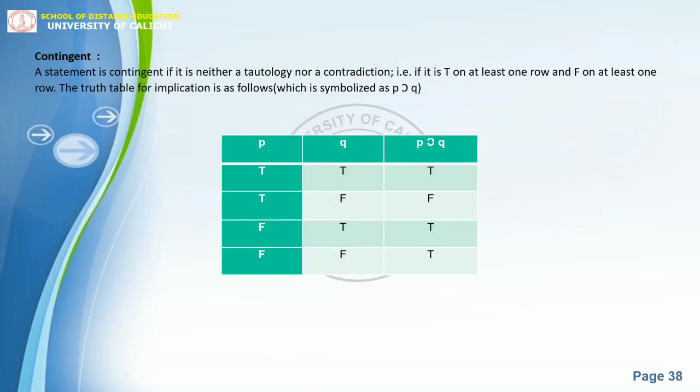A statement is contingent if it is neither a tautology nor a contradiction, that is, if it has T on at least one row and F on at least one row. Here the truth table for implication is given.